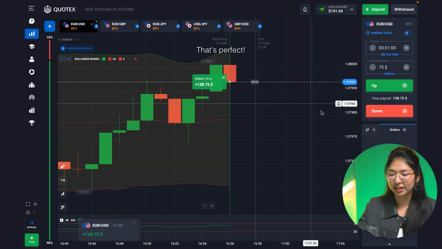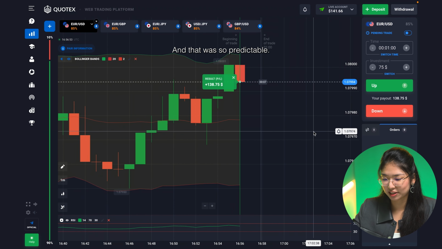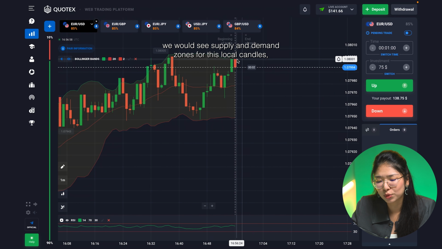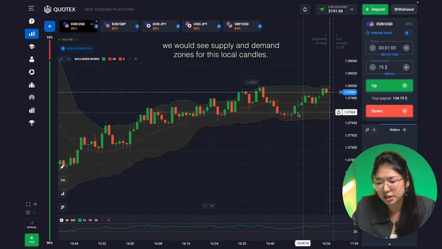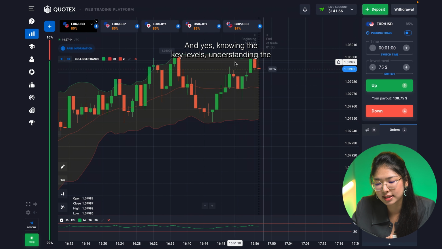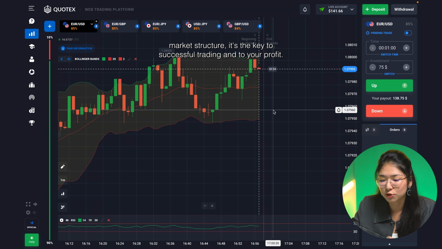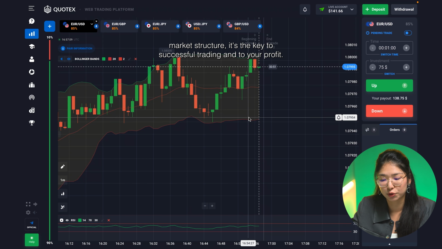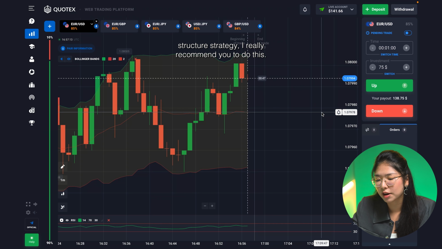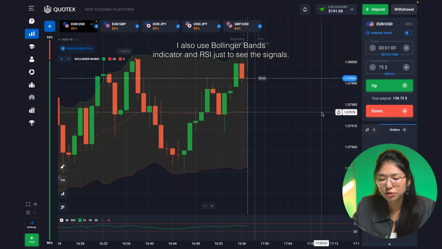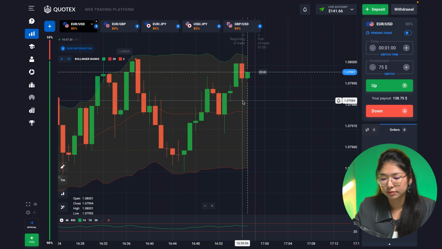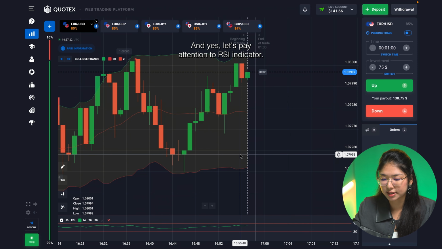That's perfect, guys, and that was so predictable. You know why? Because again, if you zoom out this picture, we will see supply and demand zones for these local candles, for the bunch of candles. And yes, now on the key levels, understanding the market structure is the key to successful trading and to profit. So if you haven't tried trading with the market structure strategy, I really recommend doing this. I also use Bollinger Bands indicator and RSI just to see the signals. And yes, let's pay attention to the RSI indicator.